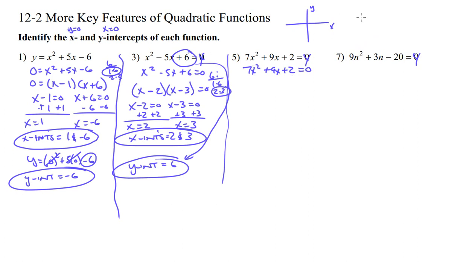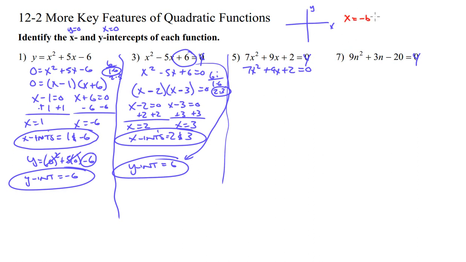So I don't have to mess with it if I don't want to. Let's just really quick mess with the factoring, see if it does work. 7 times 2 is 14. Factors of 14 that add up to 9 are going to be 7 and 2. So it will factor, but I'm just going to do the quadratic anyway, just to show that it'll work.